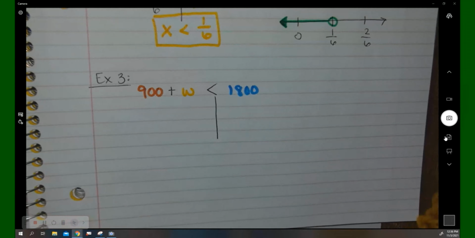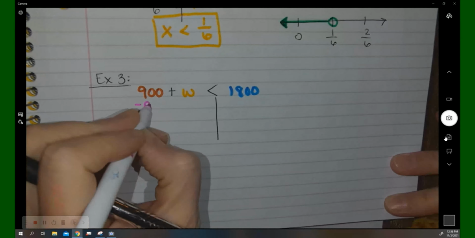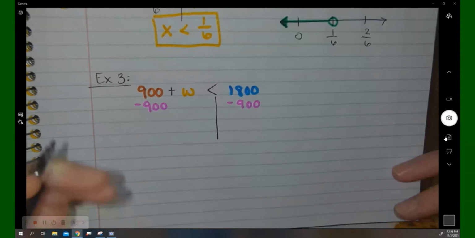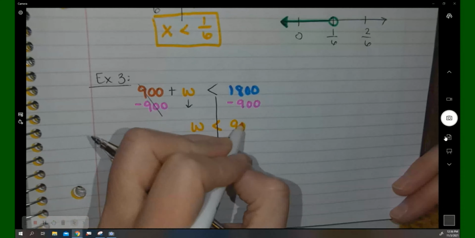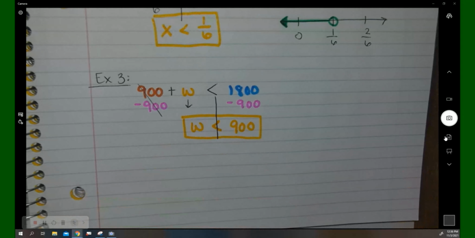Now I'm going to solve. Again, the goal is to get W by itself. So I'm going to undo my addition by subtracting. 900 minus 900 is 0. Bring down our W. 1800 minus 900 is 900. So we have to look at wattage that is less than 900.